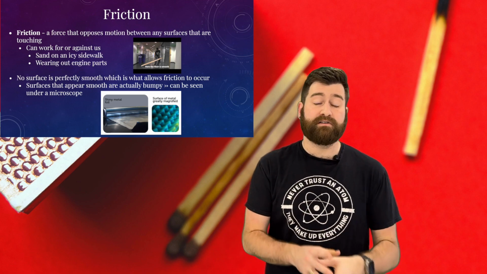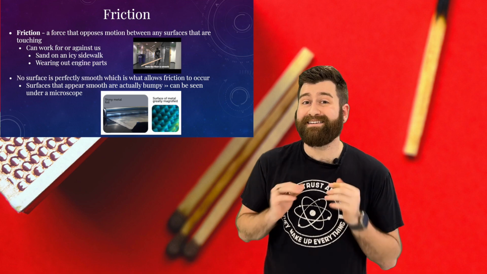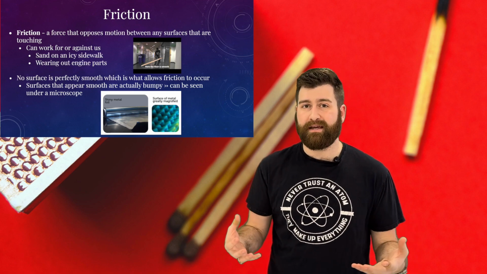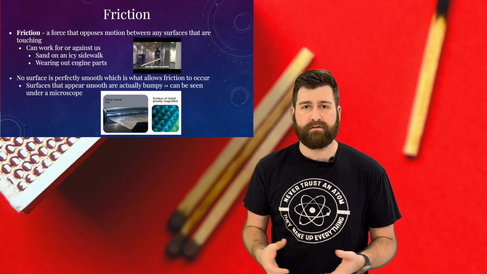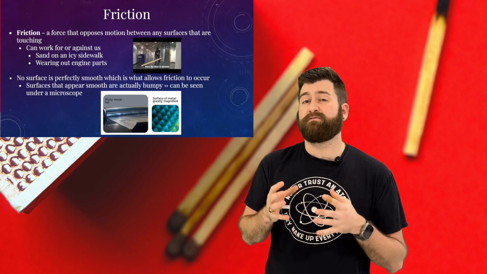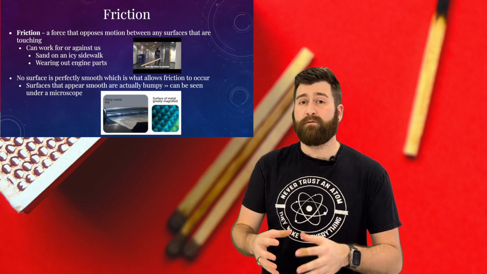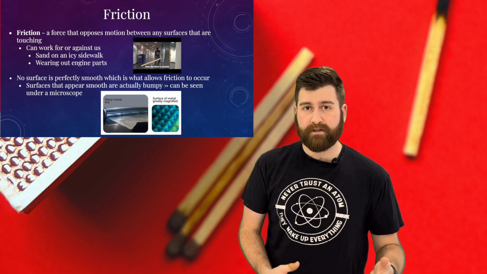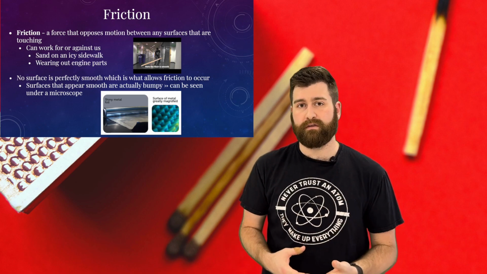Wearing out engine parts is an example of how friction can work against us. Over time, the engine parts break down and need to be replaced, which is why it's very important to have oil in your engine because it helps lubricate the parts and reduces the amount of friction, which means it reduces the amount of wear and tear, therefore lengthening the life of your engine. It doesn't get rid of friction entirely, but it does lower the amount.